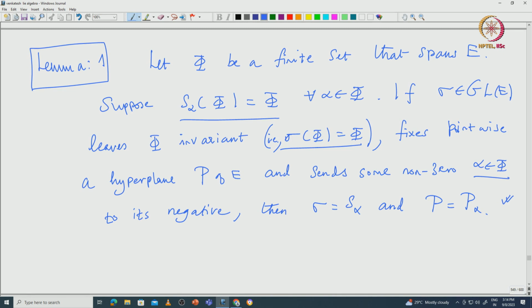So, I will stop now because we are running out of time. I will continue with more properties of root systems in the next class. In particular, I will classify the rank 2 and rank 1 root systems, which will serve as good examples of root systems. Okay, I will stop here.